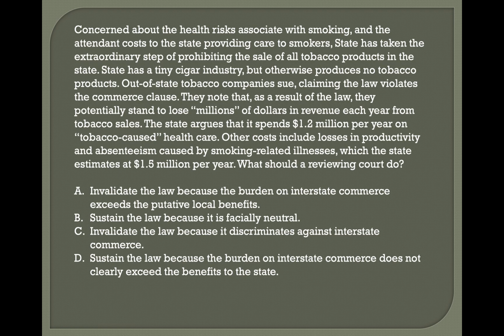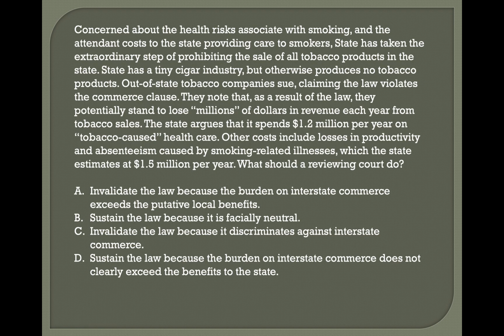So if it's not discriminatory, then it must be neutral. B says sustain the law because it's facially neutral. But we know that is a bad answer for a couple of reasons. One, as we saw, there are ways that a statute can be discriminatory even if it's facially neutral. It might be discriminatory in purpose or effect, like the law in Hunt versus Washington was. But even if a law is neutral, it doesn't automatically get upheld. There's still another test, this balancing test, that the law would have to go through.